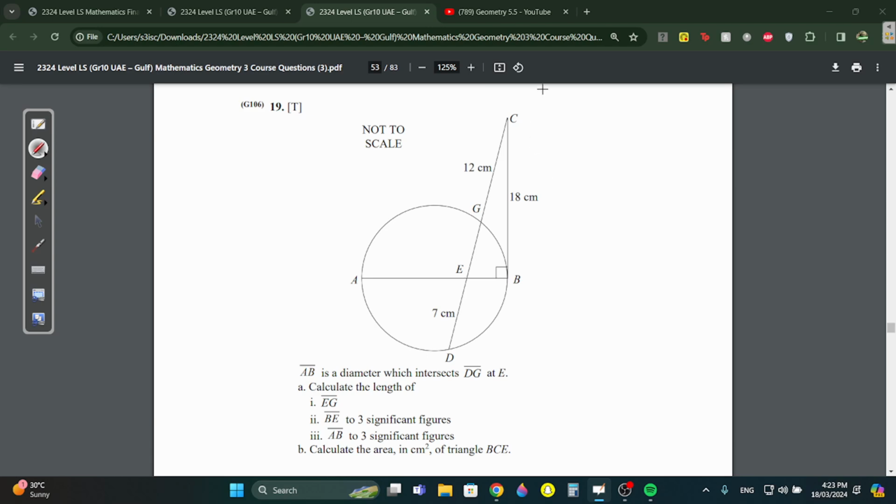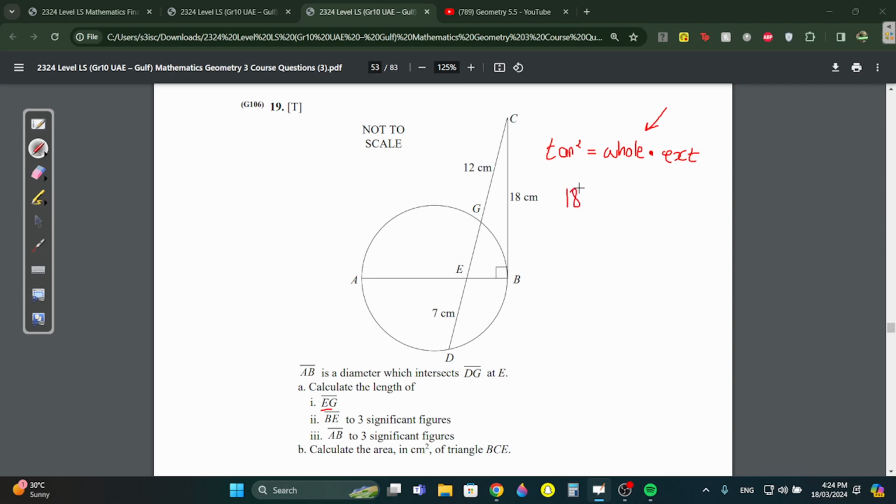It uses formulas from term 1. For part A, they want EG. EG is over here. This CB is a tangent, and this over here is a secant. There was a formula for the tangent and the secant of a circle: the tangent squared equals the whole secant times the exterior part of the secant. I would always tell the people I tutored in term 1, tangent squared equals whole times exterior.